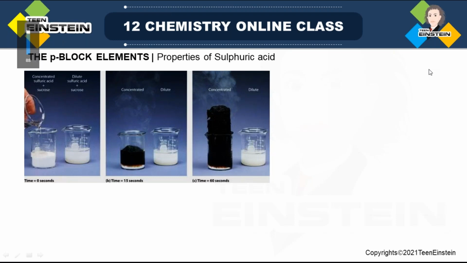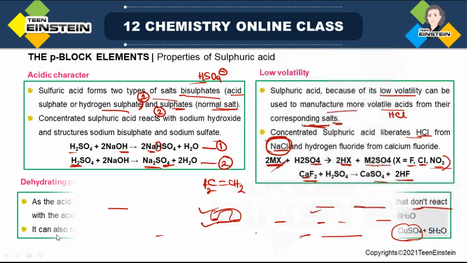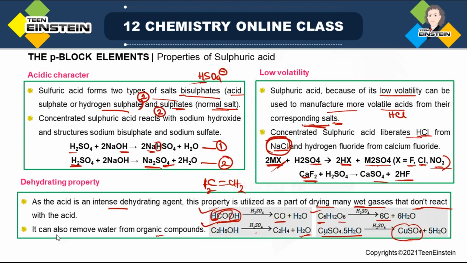Hello everyone. Last day we have seen three properties of sulfuric acid, and those are, if we just have a look in the previous slide: acidic character, dehydrating property, low volatility. Now dehydrating property is actually the property that it can absorb water, and actual examples also we have seen. Here we have some equations: formic acid, glucose, ethanol, and copper sulfate 5H2O.